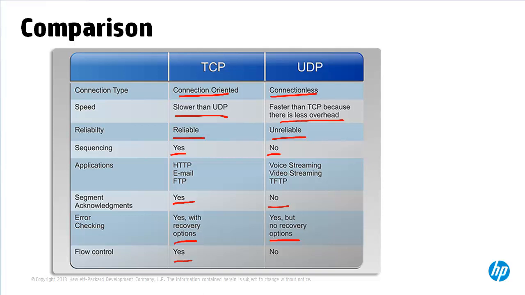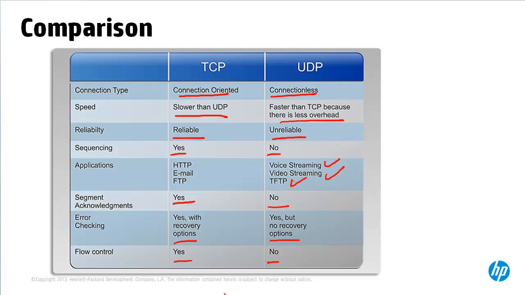TCP implements flow control to make sure that the transmitter is not sending data quicker than the receiver can handle. UDP does not implement that. Now, which is better? Well, it depends on the application. With voice streaming and video streaming, there's no point retransmitting lost data. So UDP works well for applications where there's no need to retransmit, no need for sessions.